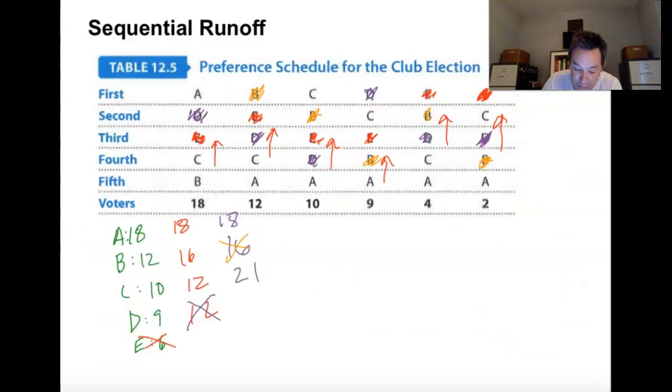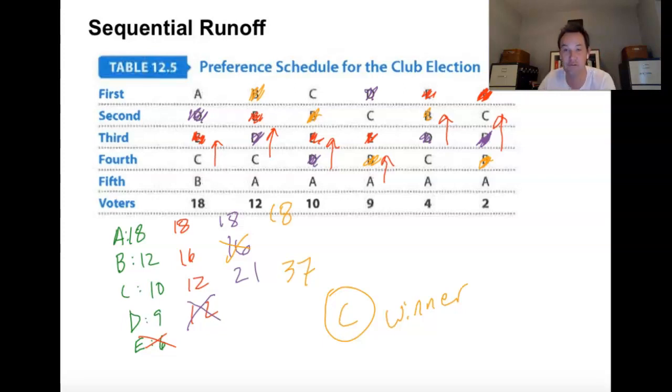So C picked up all of B's votes. A just ended up with the 18. C now has 37, so candidate C is our winner by sequential runoff.